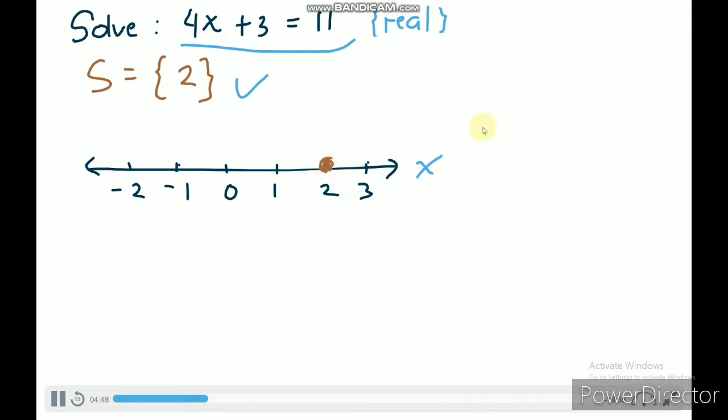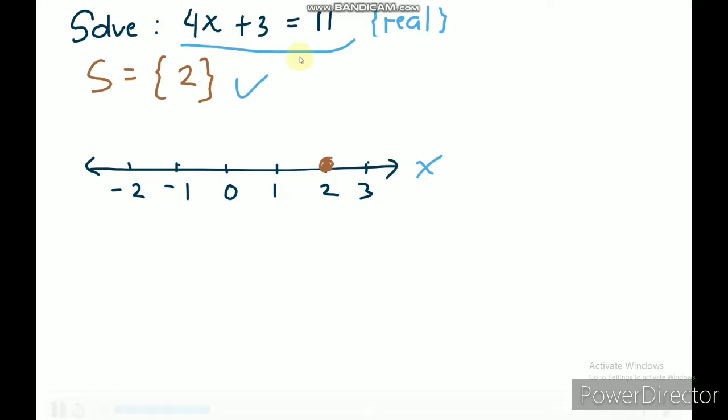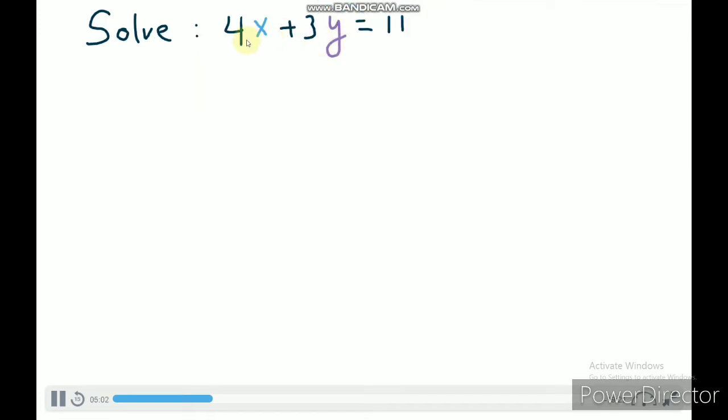And then how about if we have equations that involve more than one variable? See the difference? Before, we had 4x plus 3 equals 11. And now let's involve y. So this is your new equation: 4x plus 3y equals 11.